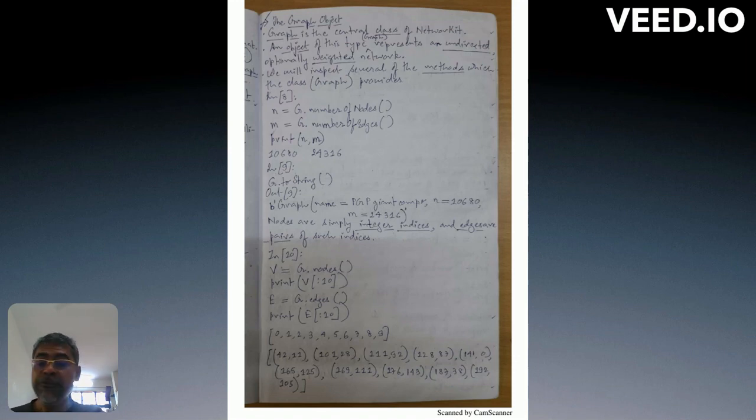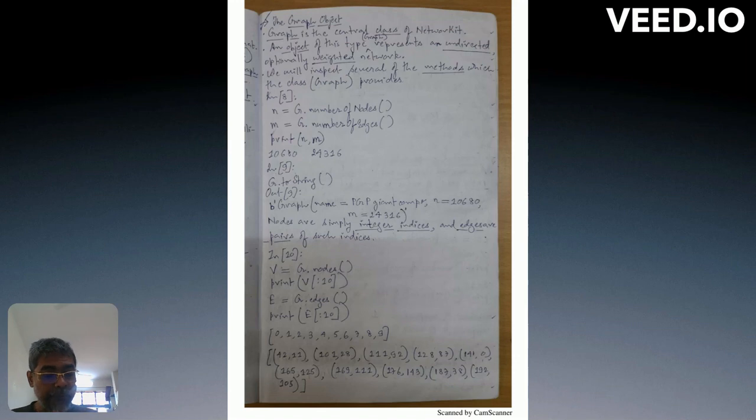If we want to know the number of nodes in the graph, we have to call the method numberOfNodes, and we have G as our object. So G.numberOfNodes() gives you the number of nodes in the graph, let's say stored in n. Similarly, the number of edges can be computed by calling G.numberOfEdges(), which we store in m, and in the print function we call n comma m. If you see, the number of nodes is 10,680 and the number of edges is 24,316.